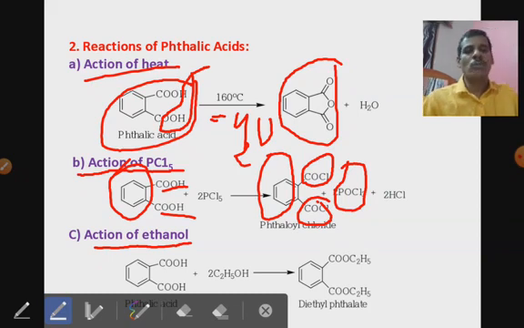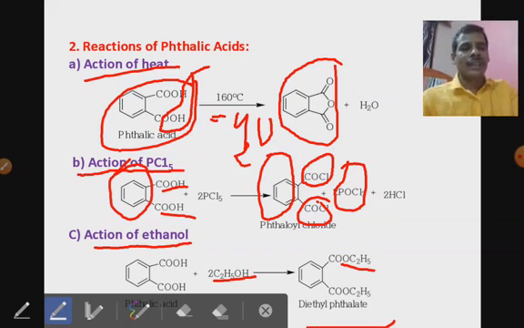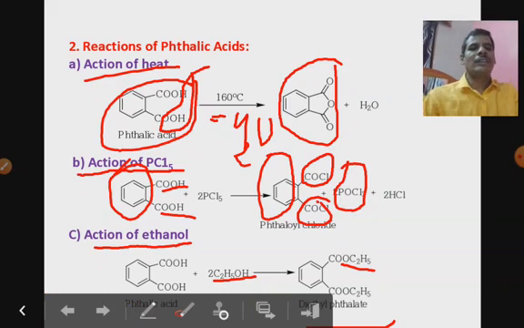Here also, both carboxylic functional groups undergo the esterification reaction with two ethanol molecules to give the corresponding ester. There is a formation of diethyl phthalate. In this way, only these three chemical reactions are included in your syllabus.